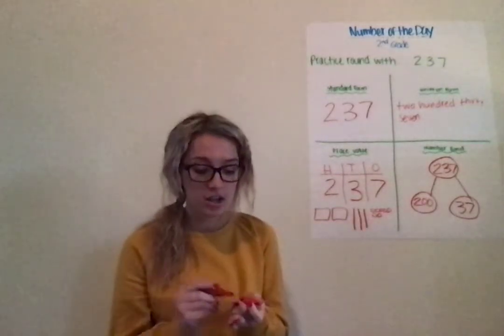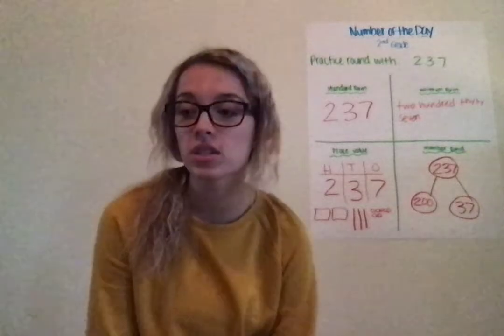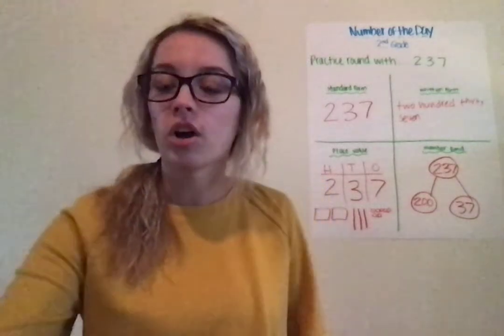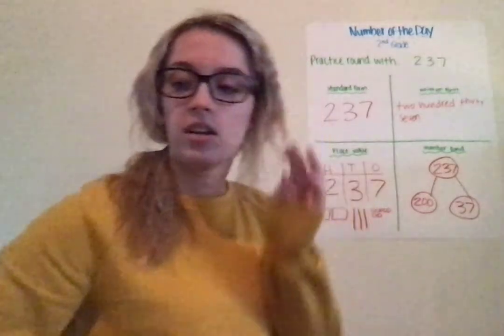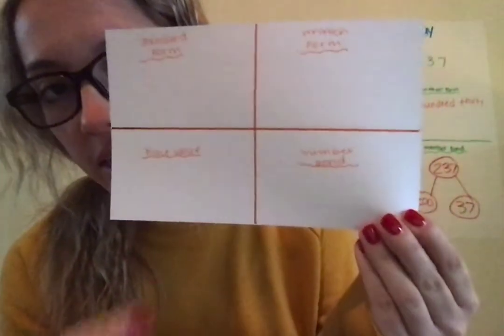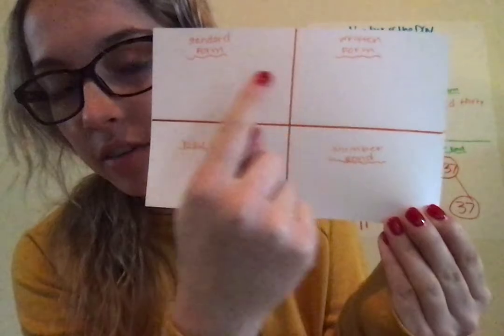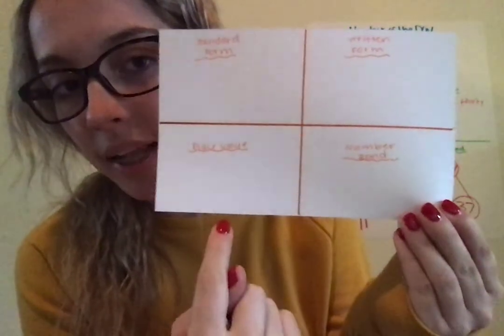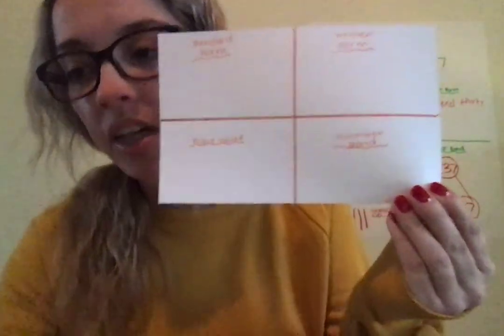The challenge comes when you will be posting in the comments your own creation of a chart that you made. So here's a smaller example that I made that you can see. It has the standard form, written form, place value, and number bond. So let's make these things together. I know I'm going to give you a 3-digit number.